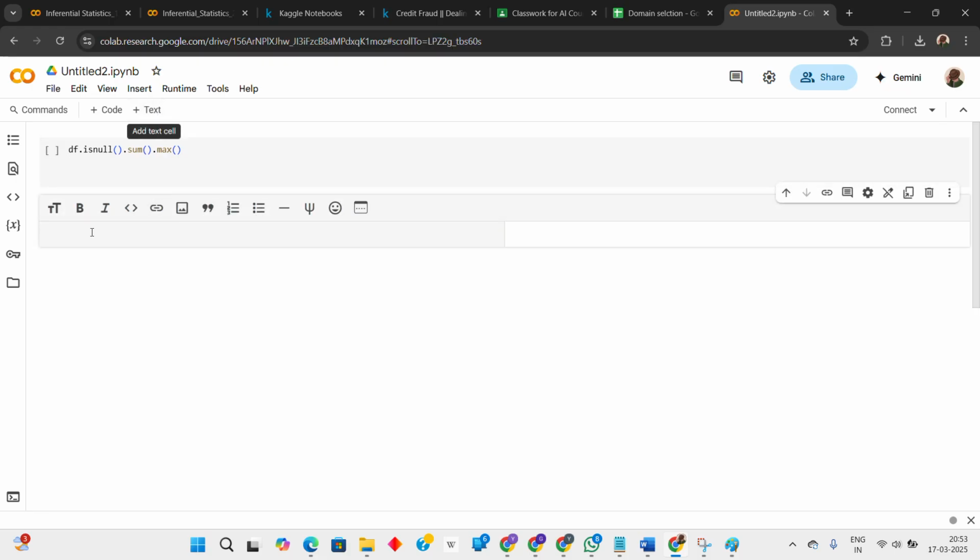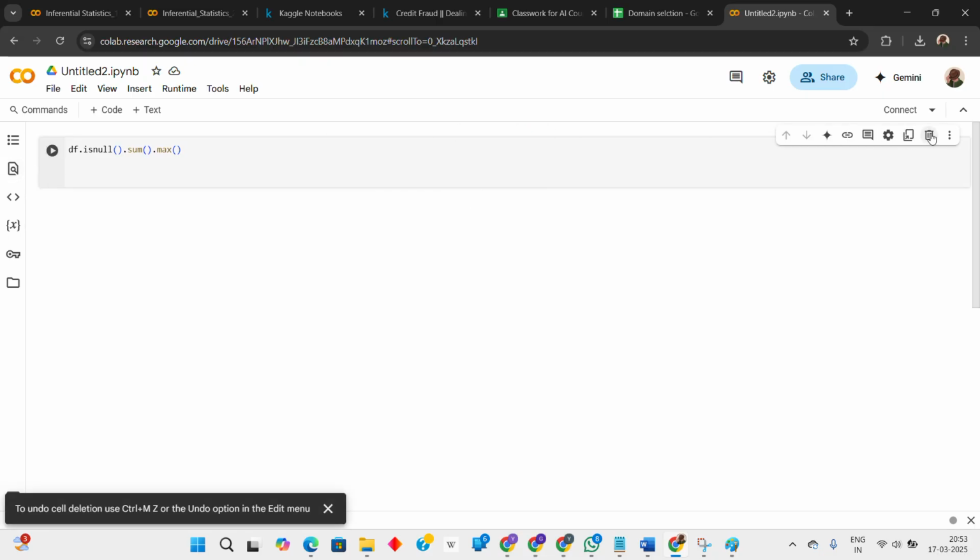You can use the text and write down what exactly you understood here in your own words. It is not that you have to use proper English and all. In your own words, you can type here: I understood how to check the null values and their count, and then the maximum, that is, which columns have the maximum null values. This is what I identified and learned.